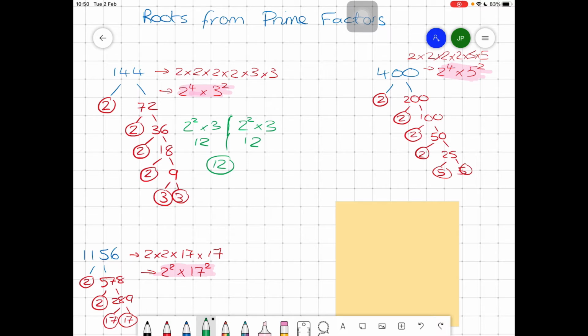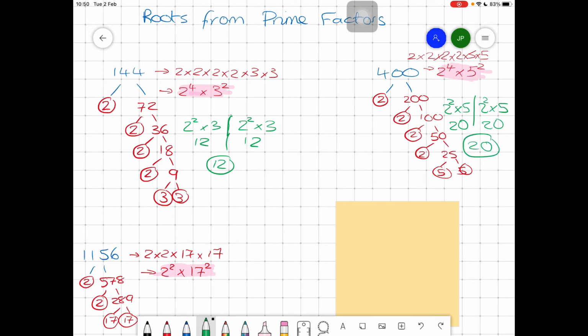Okay. If we check it with the next one, 400, 2 to the power of 4 and 5 squared. Well, I can split my 2 to the power of 4 into two lots of 2 squared. I can split my 5 squared into a 5 and a 5. Therefore, I'm confident it is a square number, because I've been able to split my prime factors. I can then work out what the square root of it is. 2 squared is 4 times 5 is 20. Therefore, I have a square root of 20.